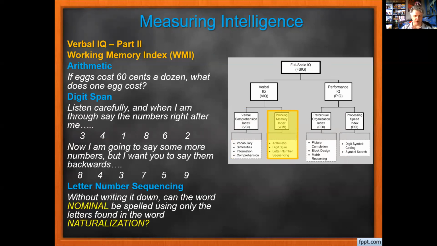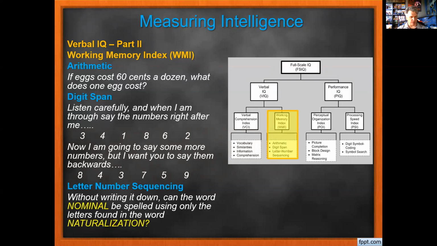Then the second part of the verbal IQ is what is called working memory, where you have to do all these things in your head. If eggs cost 60 cents a dozen, what does one egg cost? Can you do that in your head? Most of us can't. If I told you the numbers 3, 4, 1, 8, 6, 2, could you repeat them back to me? Or if I told you the numbers 8, 4, 3, 7, 5, 9, could you repeat those numbers to me backwards without writing it down? That's what you guys are suffering a little bit with.